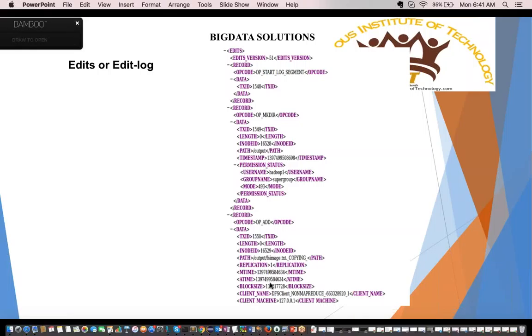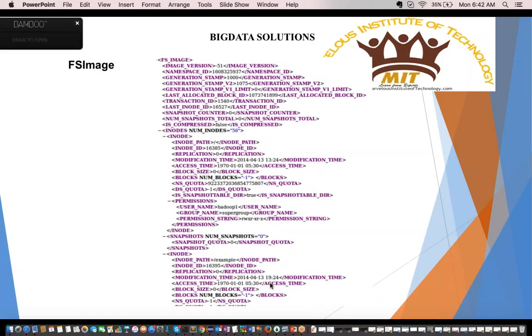FS image has some more, detailed information. People can ask me why they are merging with FS image. Edit log is the same content they are merging, right? Why do we have to merge? Because your name node always refers to the file system image, not the logs. But when you go here, the same kind of information will be there, but with some extra details.